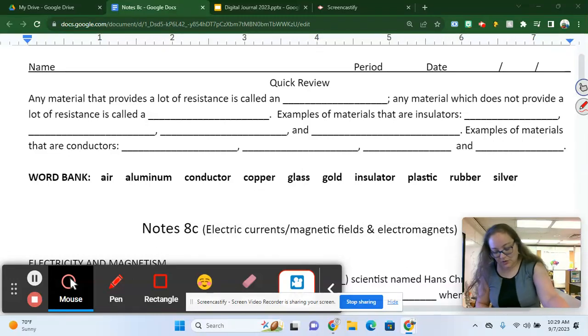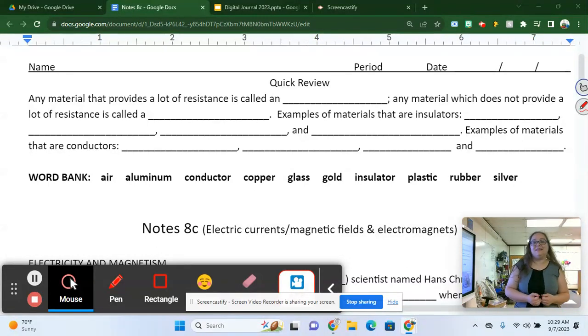Hello, welcome back. Today we are doing notes 8C, which is on electric currents and magnetic fields in electromagnets.